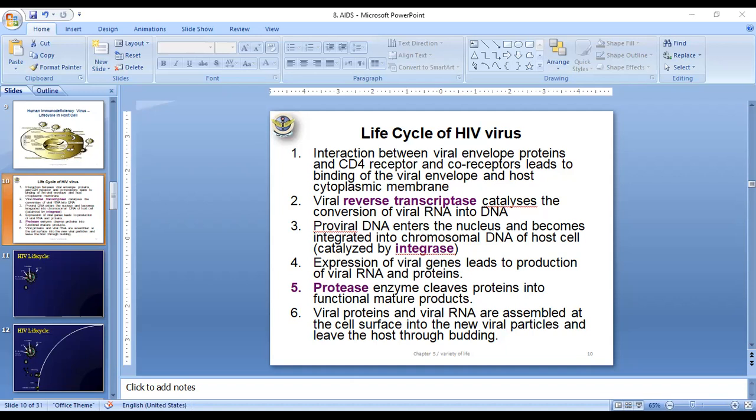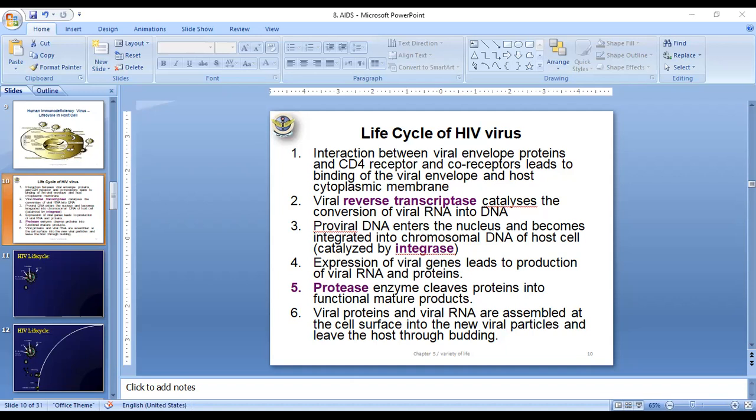Expression of the viral genes leads to the production of viral RNA and viral proteins. In which part of the infection do the viral RNA and viral protein appear in the human body? That is during the stage of expression.